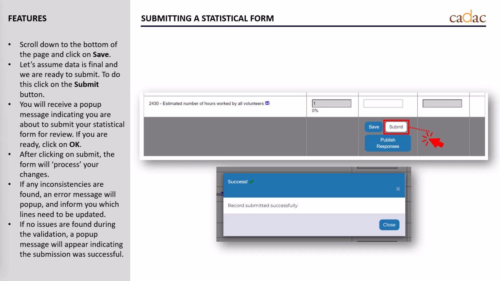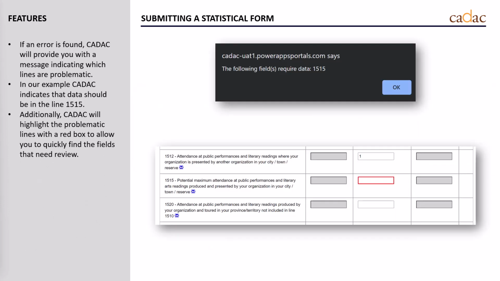Again, at this step of the process, there is going to be a reconciliation process. So if any inconsistencies are found, an error message will pop up and inform you which lines need to be updated. However, if no issue was found during the process, then a pop-up message will appear, like shown on the screen, that indicates that the submission was successful. Same thing, let's say you had a mistake or you forgot to put some data into one field, you are going to be taken back to the form, and it's going to let you know which fields require data. And so once you update that, you are able to resubmit your form.